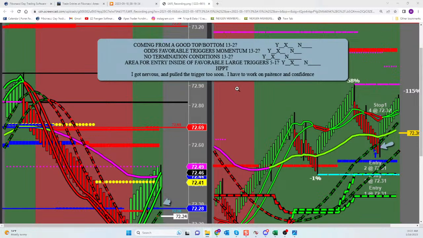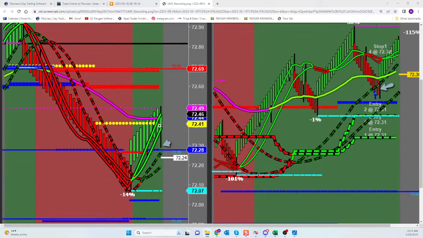And then when we talk about entries, you did, right? You had an area of support inside of favorable large triggers, but you are trading into the termination condition. So rule number 3 you got. And you think you pulled it too soon? I would say that if you were taking the entry, you pulled it just right. 2 ticks above that area of support inside of favorable large triggers. I love your entry, D. I think it's spot on, perfect. But you did give away the advantage of a clear path. Overall, it's a good looking trade. One advantage gone, and then momentum, but just a little bit of patience, right? Waiting for the perfect picture.